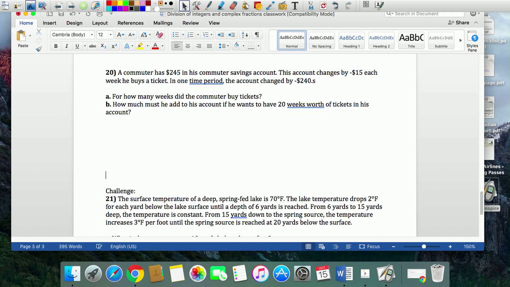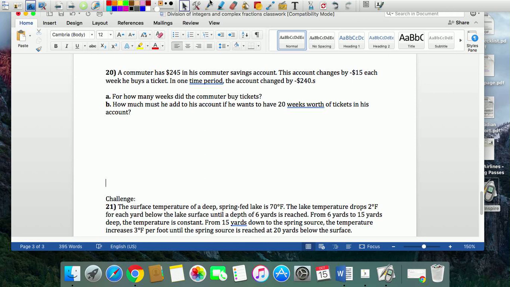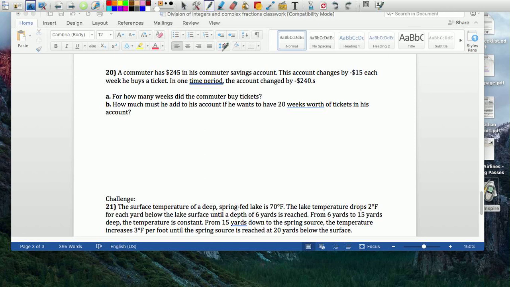So a commuter has $245 in his savings account. The account pays $15 each week. So in one time period, the account changed by $240. How many weeks did the commuter buy tickets? So you have $245 in your bank, right? Every week after week 1, they take $15 off.